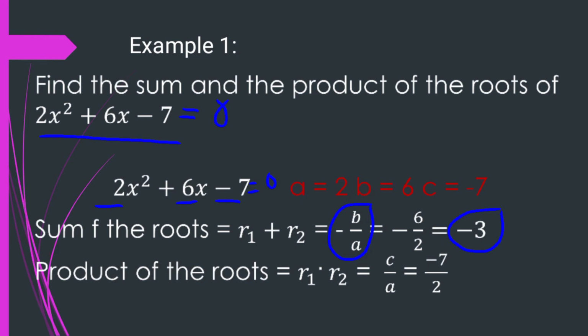Next is the product of the roots. So, substitute the value of c over the value of a. The value of c is negative 7, and the value of a is 2. So, the product of the roots is negative 7 over 2.